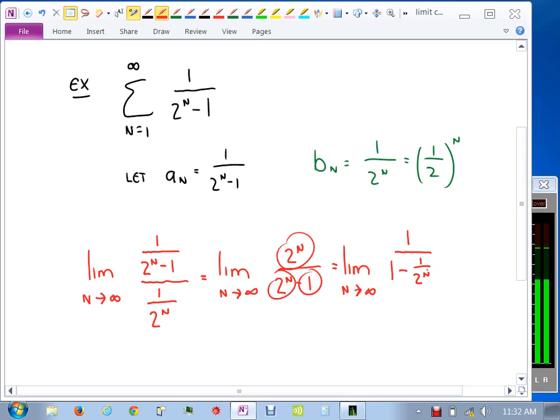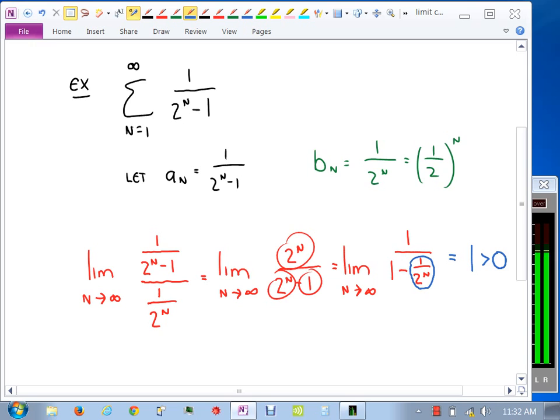Now let n go to infinity. This goes to 0 right here, doesn't it? And that means the result would be 1. And according to the limit comparison test, if that answer is a number that's bigger than 0, what does that tell me? Both converge or diverge. That means whatever one of them does, the other one does.